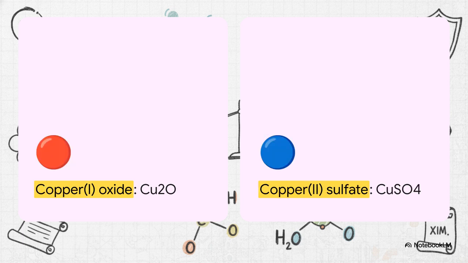Let's solidify this with copper. Look at Cu2O. Oxygen is -2. To balance that, the two copper atoms have to share a +2 charge, meaning each individual copper is +1, copper 1 oxide. But in CuSO4, the whole sulfate ion is -2, so that single copper atom has to be +2, copper 2 sulfate. See how perfectly those Roman numerals distinguish the different states?